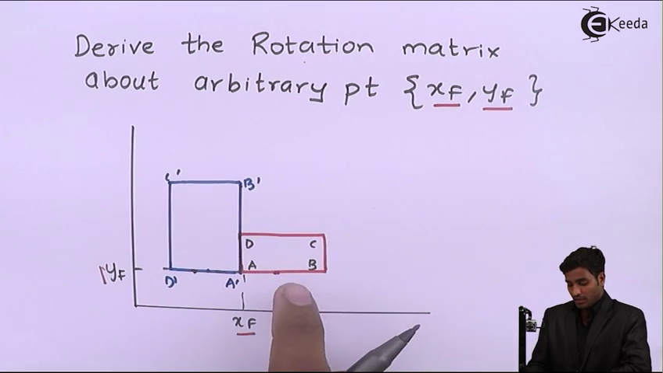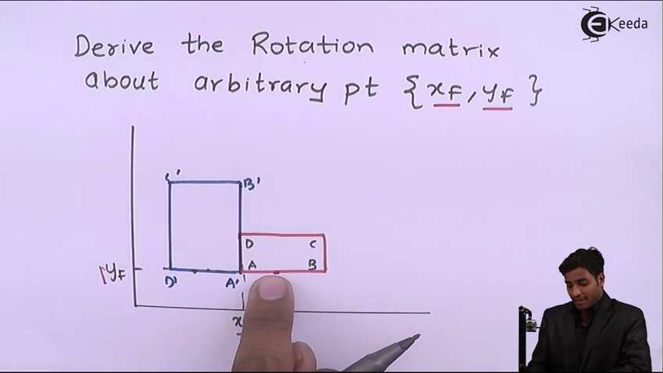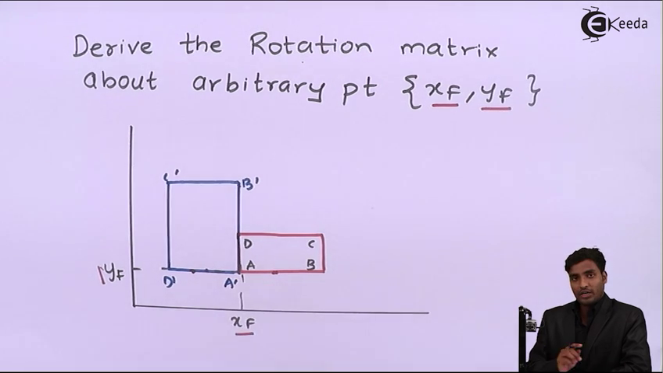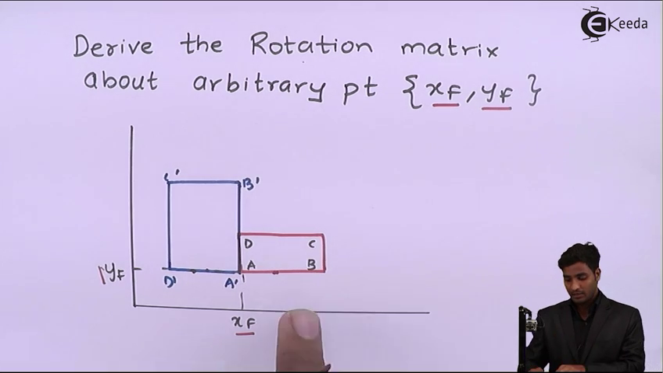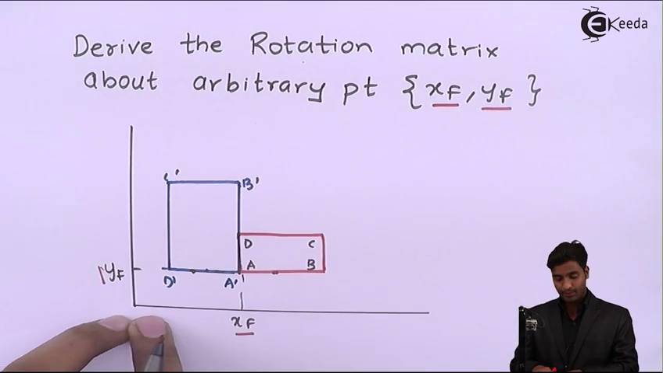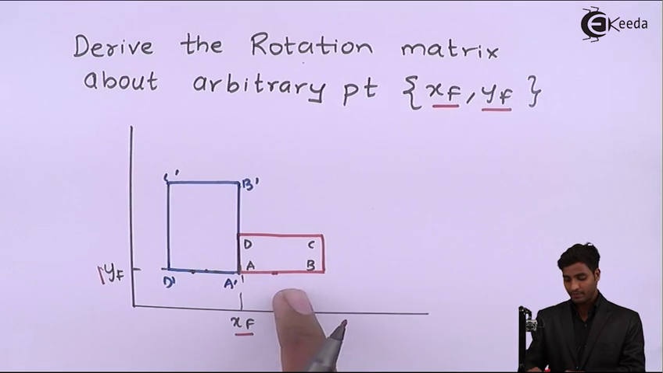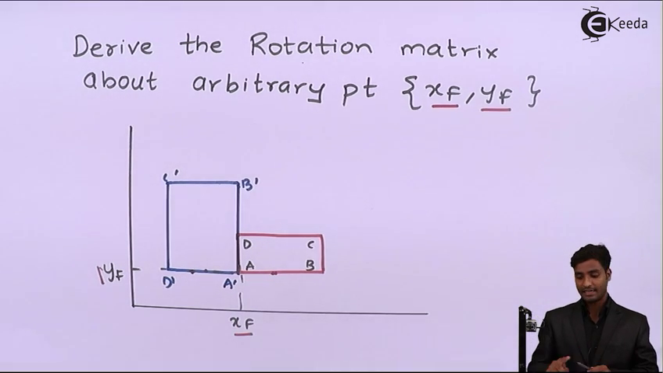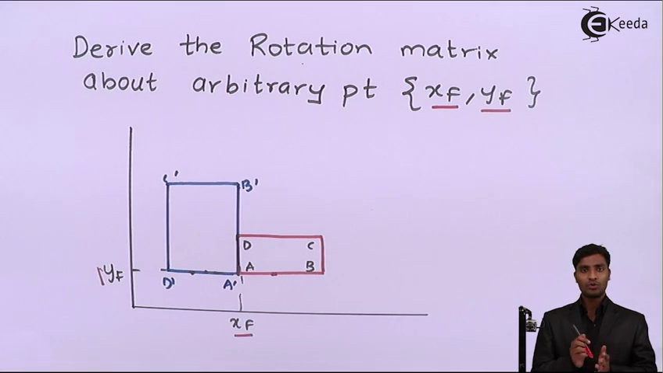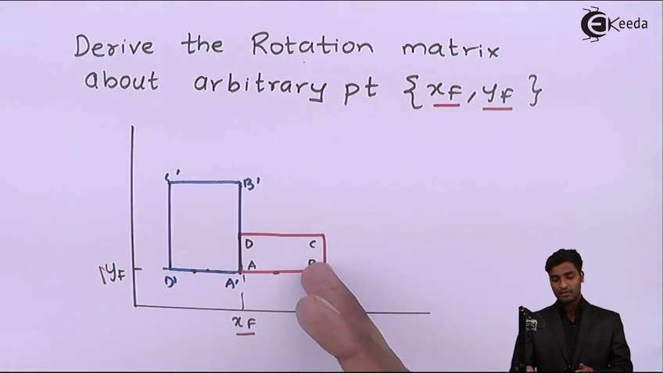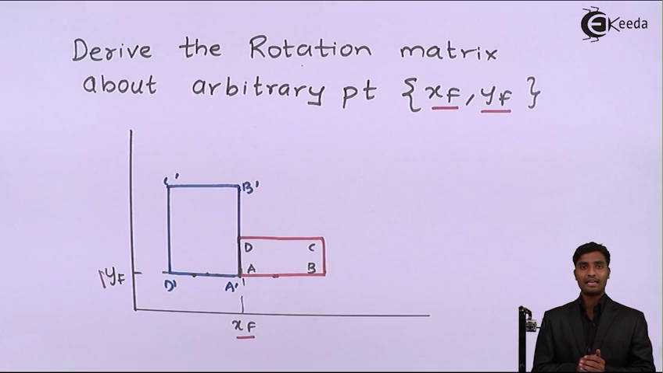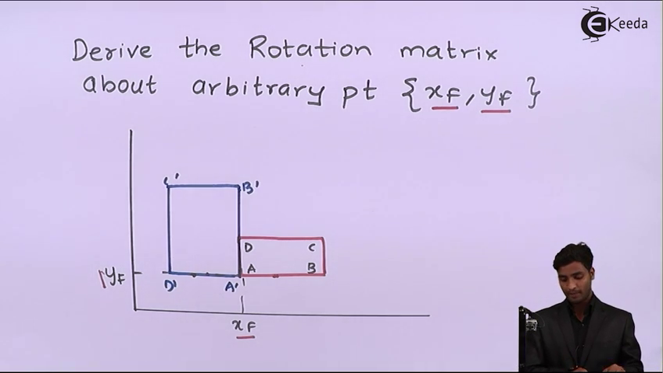Before rotating, first of all I have to bring this point to the origin, because rotation is done with respect to the origin. Unless and until I bring the figure to the origin, I can't perform the rotation transformation and obtain this figure. For that I will require a translation transformation. So the first transformation I will do is translation.